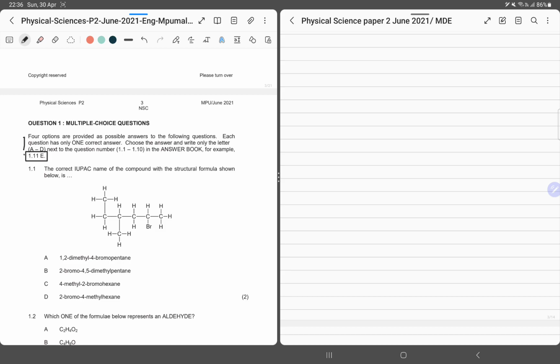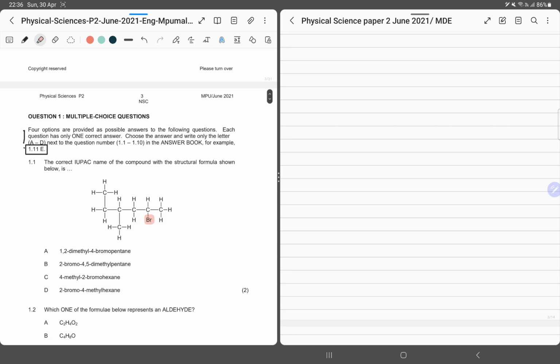Now we are told here, the correct IUPAC name of the compound with the structural formula shown below is... Now, all you see here is hydrogens and carbons and something special. There's a bromine atom over there, or it's a bromide ion, if you will. So for me, this becomes a haloalkane, okay? And of course, for me, this is a functional group.